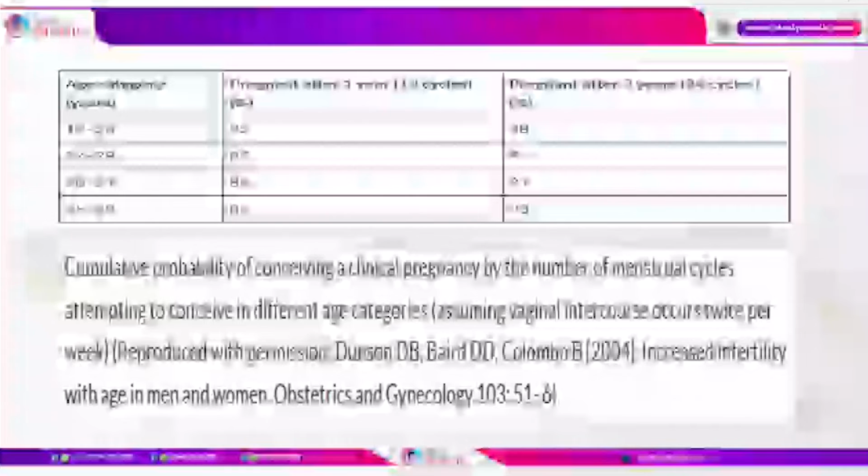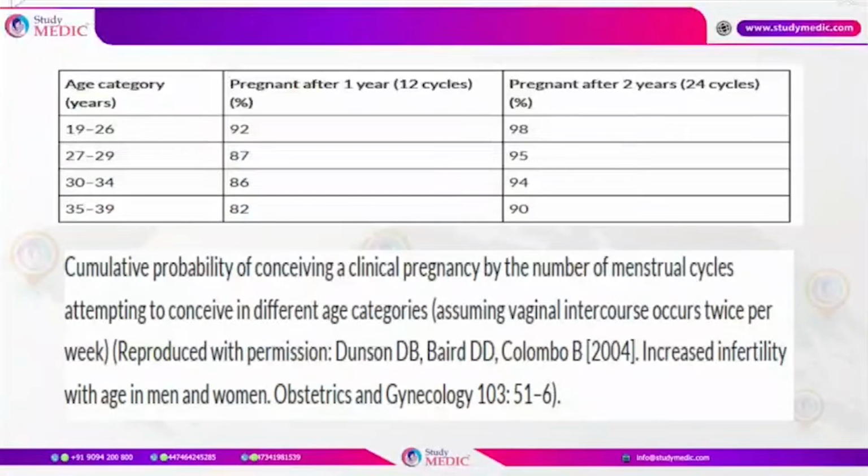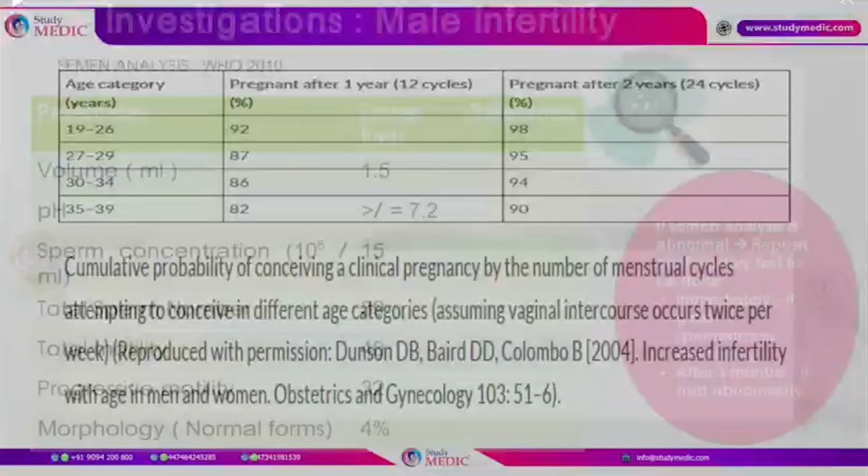So this is one of the charts from your NICE guideline, which mentions the cumulative probability of conceiving a clinical pregnancy by the number of menstrual cycles attempting to conceive in different age group categories. Please be aware of how many patients conceive after 1 year and after 2 years. It would be a little difficult to memorize all the numbers, but understand that as age advances, the chances of conceiving spontaneously after 1 year go on deteriorating. That is the take-home message from this slide.